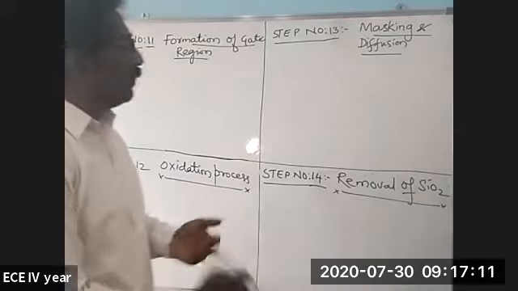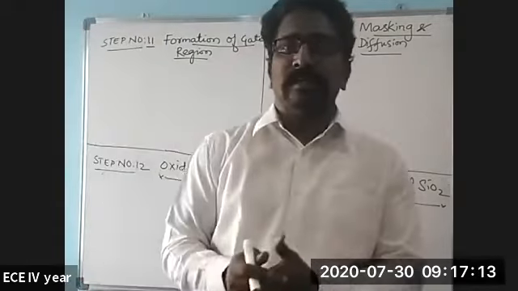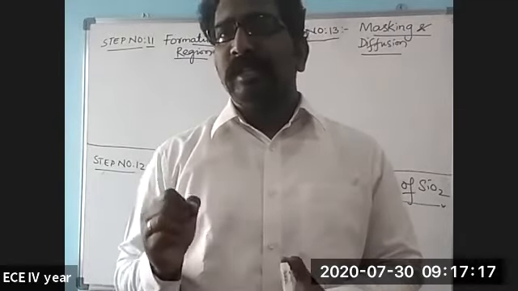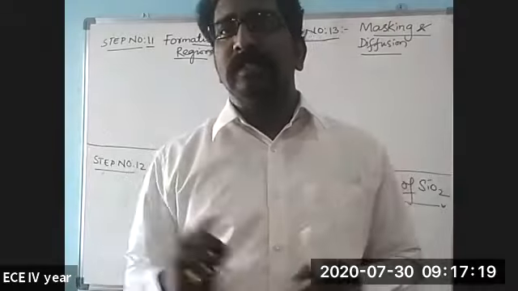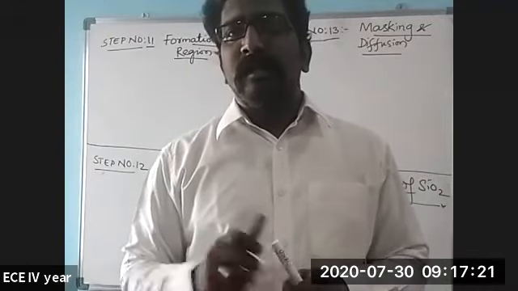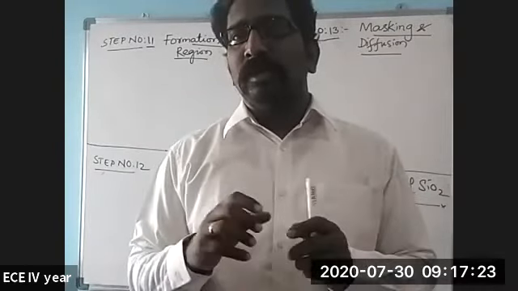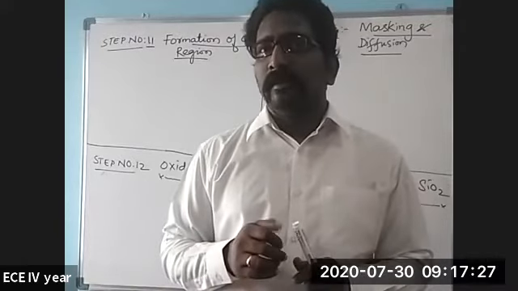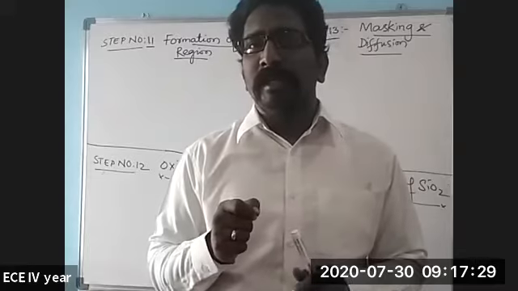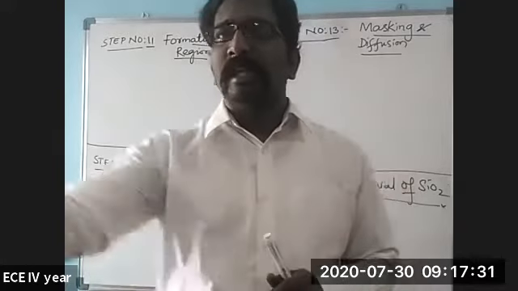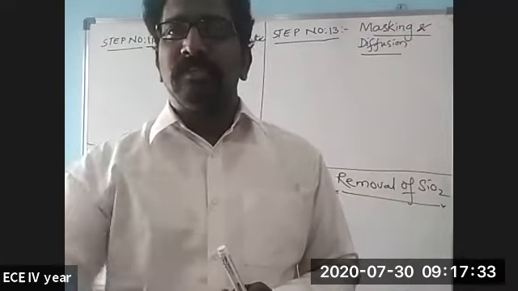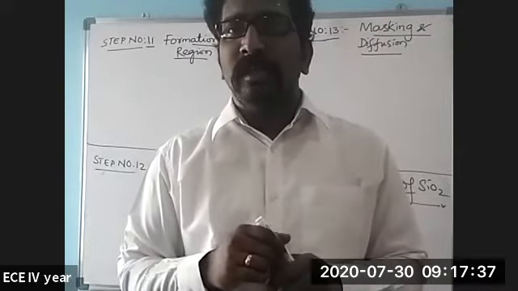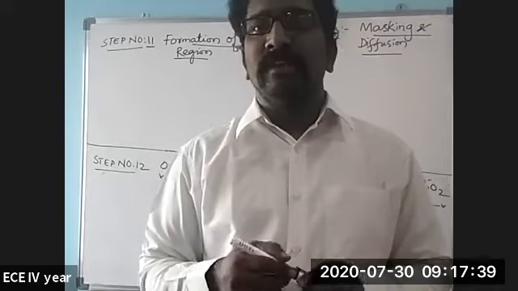Okay, the next one is the formation of the gate region. In the previous step, polysilicon was laid on the entire surface. Now we'll form the gate region here. Wherever you require the gate terminals of the two devices, in that region only the polysilicon will be kept, and in the other regions the polysilicon will be removed. That is how the gate regions are formed.